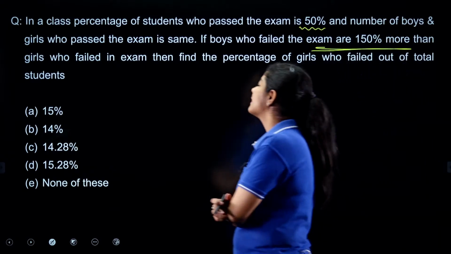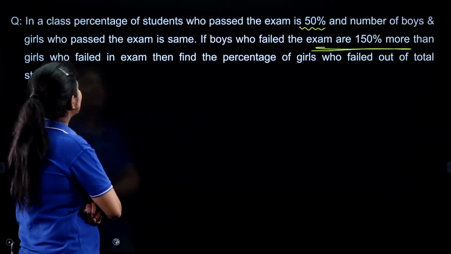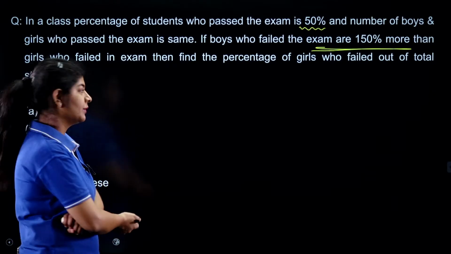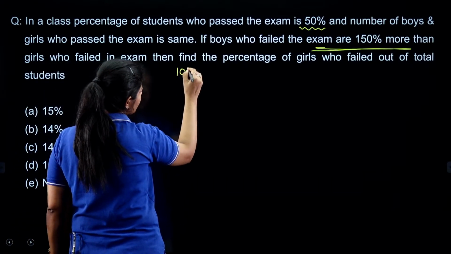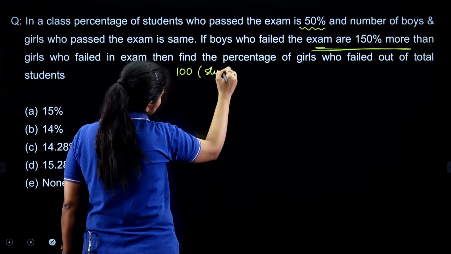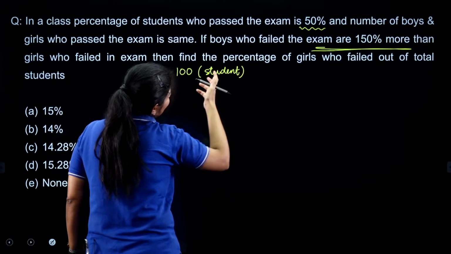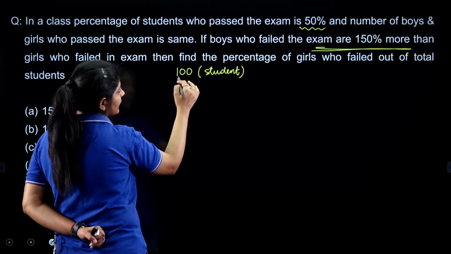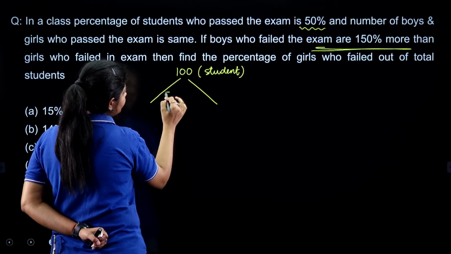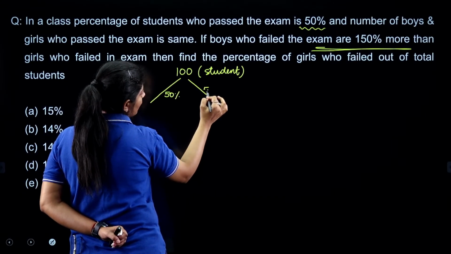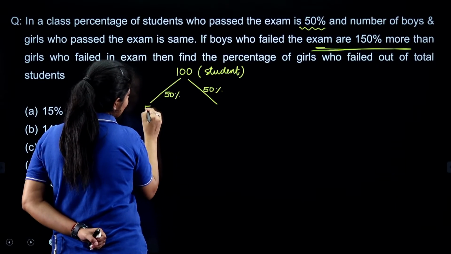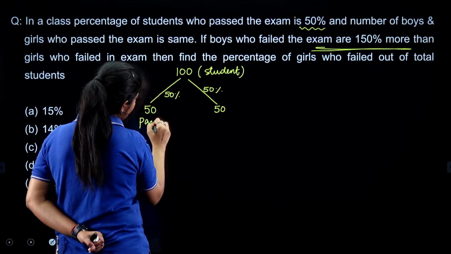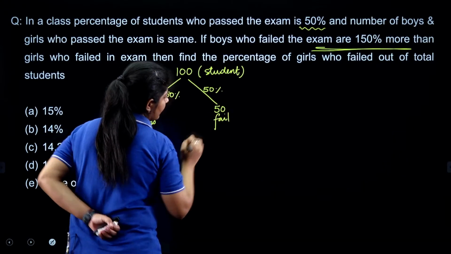Okay, let's start calculating it. In a class, we need to calculate the percentage of girls who failed out of the total students. So I'm just assuming that the total students in a class is 100, as I can easily calculate the values with the help of 100. The question is saying that out of these 100, 50% of the students passed and the rest failed, right? So I can say that 50 students passed and 50 students failed. This is my pass one and this is failed one, right?